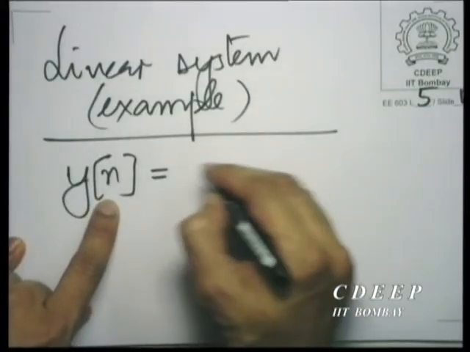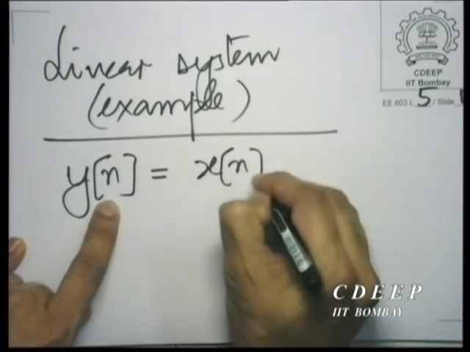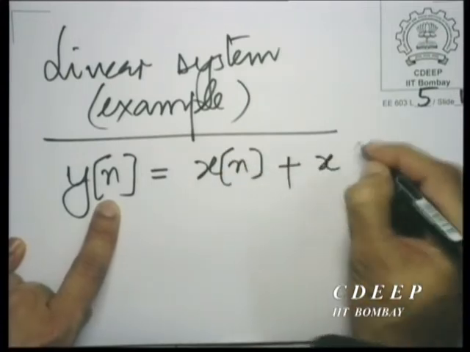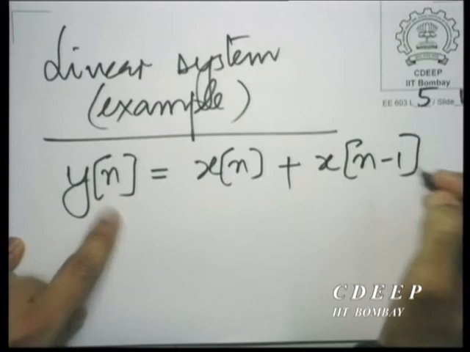Otherwise, if you have an implicit relationship, so I can say y of n squared plus x of n squared is a constant, that is an implicit relationship, but it does not help me calculate y[n] from x[n]. So, we will most of the time try to use explicit relationships. Anyway, that is a technical point. So, let us take the example of a system where the current output sample y[n] is given by the current input sample plus the previous input sample.